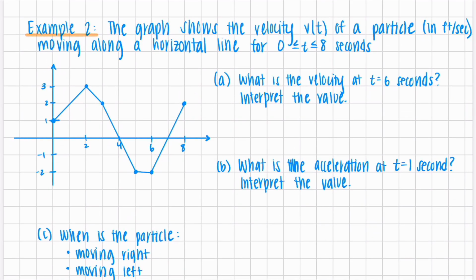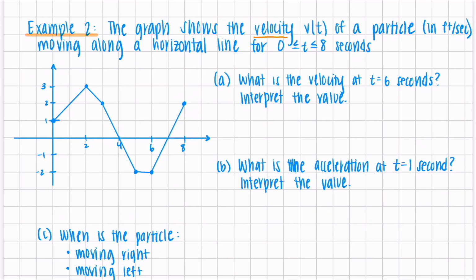For example 2, it is super common for them to give you a graph like you see here. And the graph is usually either the position graph, so graph of position over time, or graph of velocity over time. So for this one, it says the graph shows the velocity, v of t, of a particle in feet per second, moving along a horizontal line for t between 0 and 8 seconds. So let's just go through them.